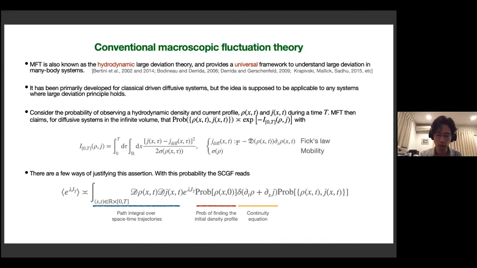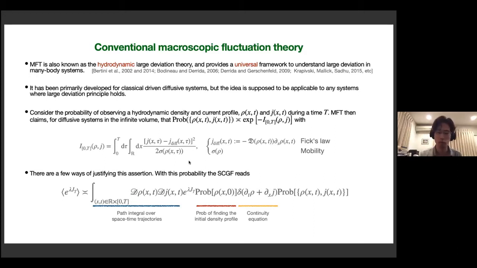It's a hydrodynamic current in the diffusive case, where D is the diffusion constant, nonlinear diffusion constant, and sigma of rho is the mobility. So if you know a bit about MFT, this should be familiar. But for those who don't know much about MFT, maybe this is, I don't know, where does it come from? It's like coming out of a hat.